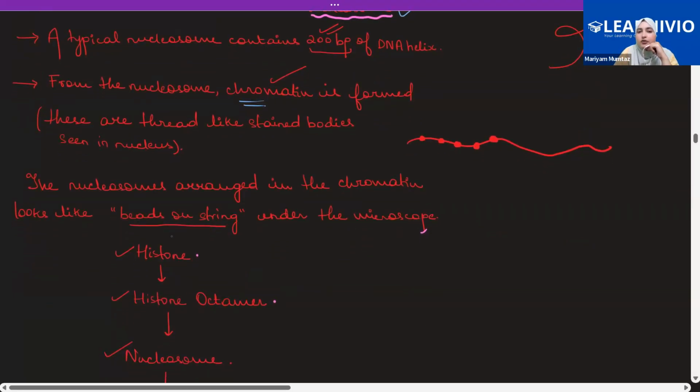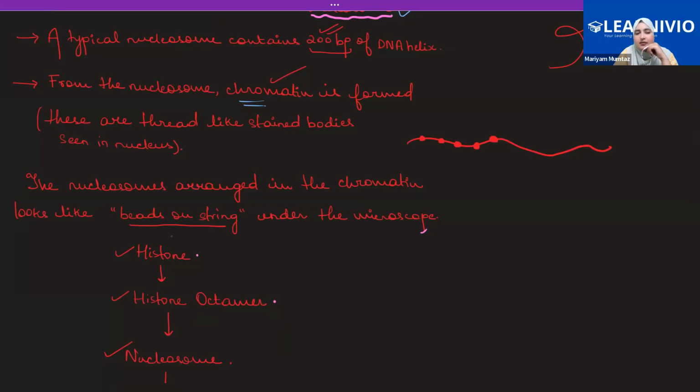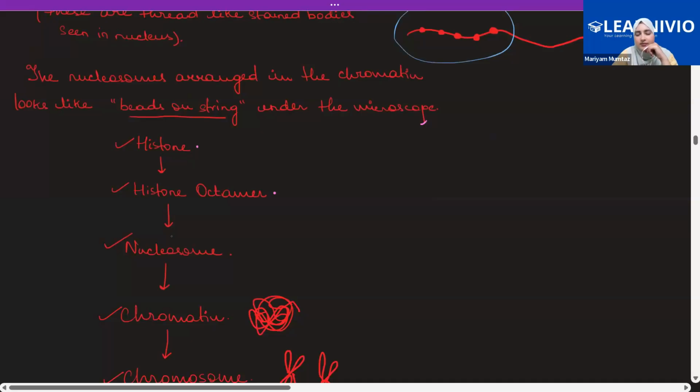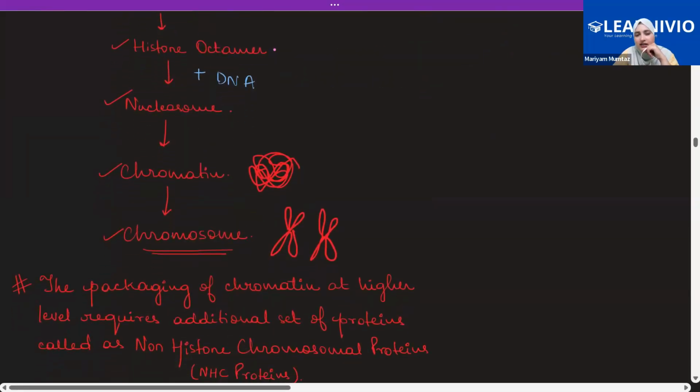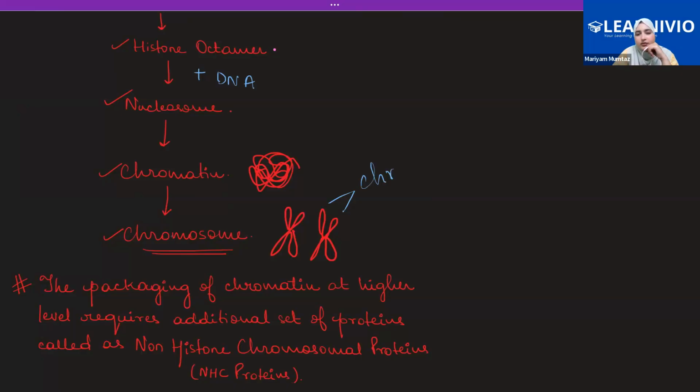So from the nucleosome, the chromatin is formed, and these are thread-like stained bodies that are seen inside the nucleus. The nucleosomes arranged inside that chromatin look like beads on a string. Nucleosome means the DNA wrapped around the histone octamer, right? So firstly, histones come together and form the histone octamer. DNA wraps around the histone octamer, and then forms the nucleosome. And then the nucleosome gets converted into the chromatin, and the chromatin gets condensed to form the chromosome, and a single unit of the chromosome is called the chromatid. Clear? Yes, ma'am.